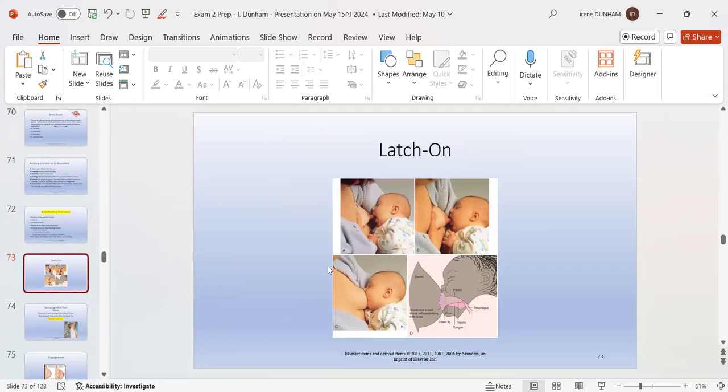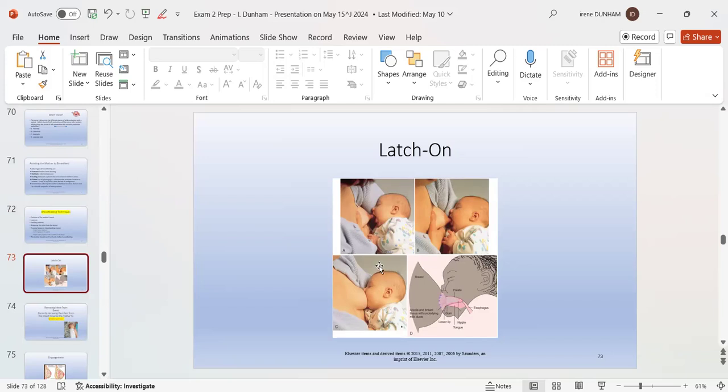Very important to know the latching on. A lot of questions can be, or one question can be on latching on. You want to make sure that the mom's, this brown part of the breast, which is the areola, you want to make sure that whole thing gets into the baby's mouth. Okay, see mom trying to do this here, and here she's successful.